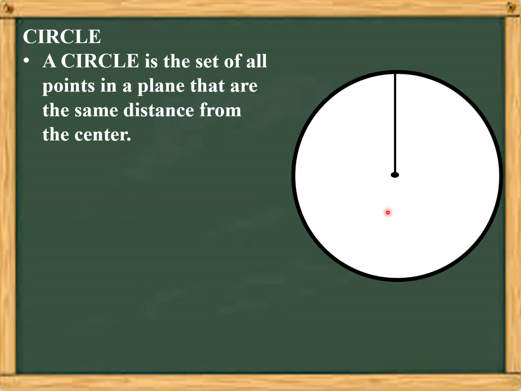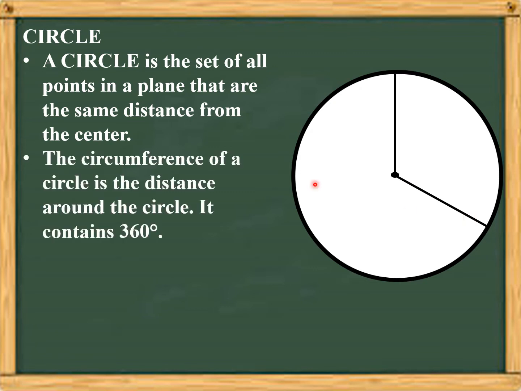So for example, ang distance nito at ang distance nito or ang measure nito at ang measure nito ay parehas lang. So for example, ang measure nito ay 2 cm lang, dapat ito rin ay 2 cm. So that is circle. The circumference of a circle is the distance around the circle.